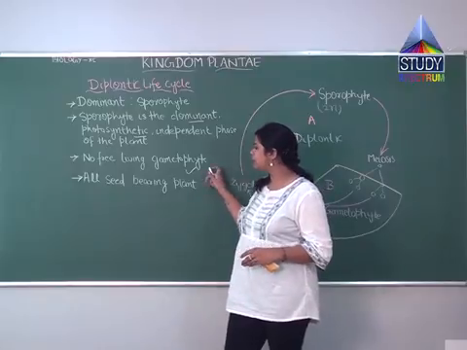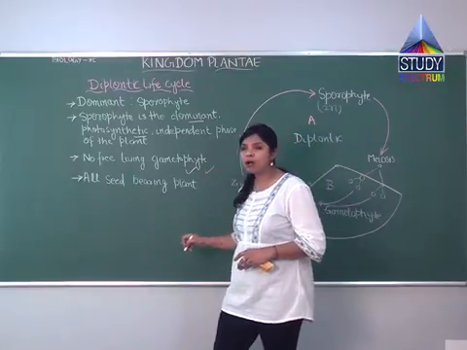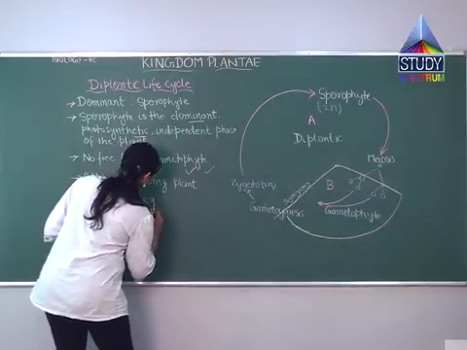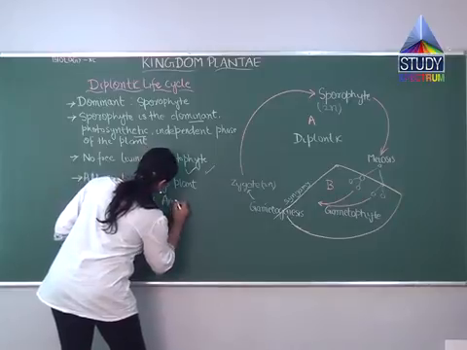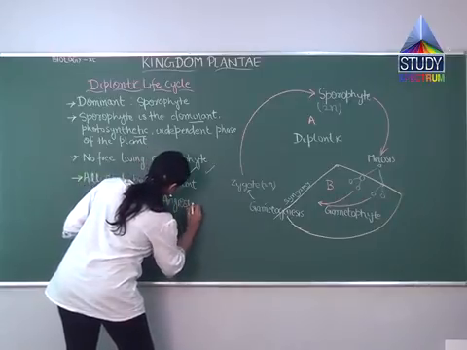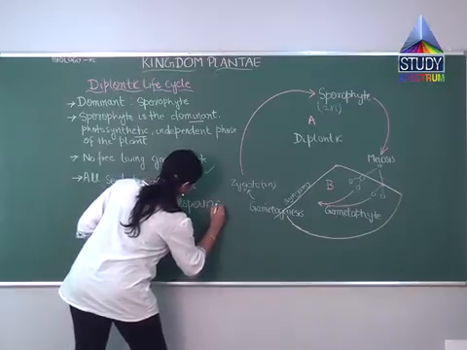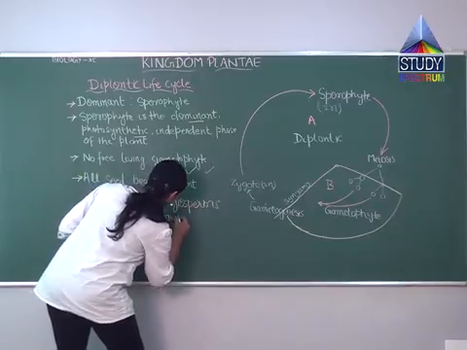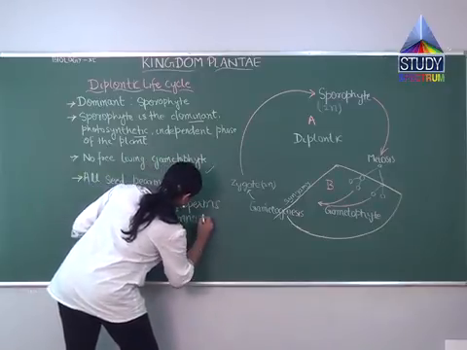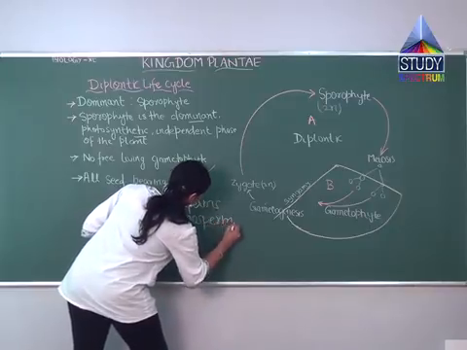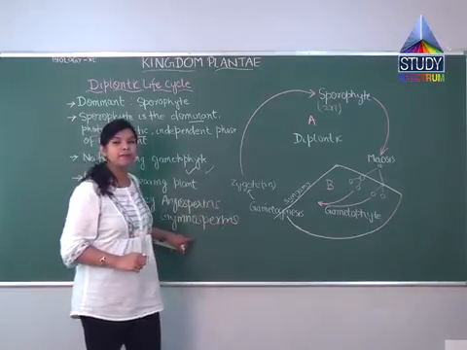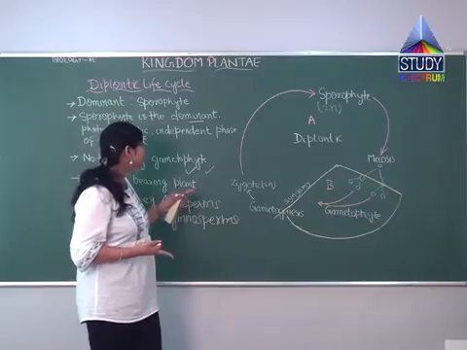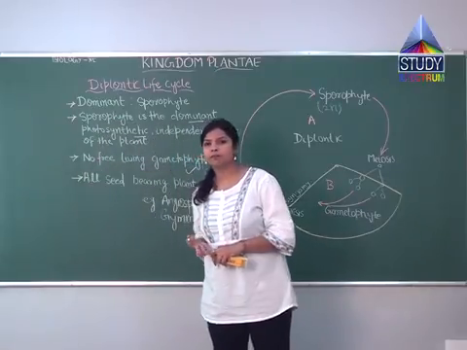Other than this, if I talk about dicotyledon, the vascular bundle will be conjoint, collateral and open. Means here there will be a cambium present between the xylem and phloem, whereas in the vascular bundles of monocotyledon it will be conjoint, collateral and closed. So in dicotyledon, as cambium is present between the xylem and phloem, we can see secondary growth in dicotyledon plants, whereas in monocotyledons secondary growth will be absent.